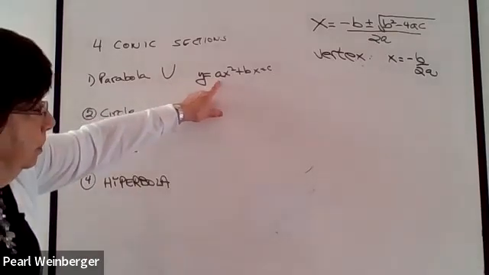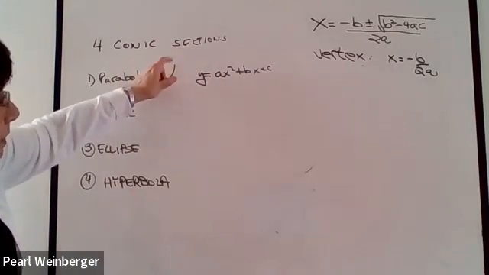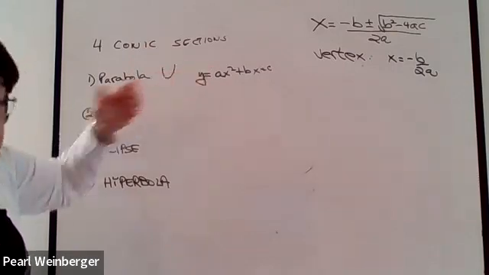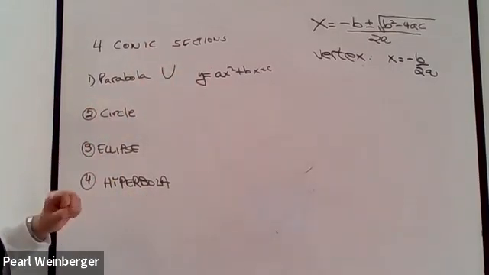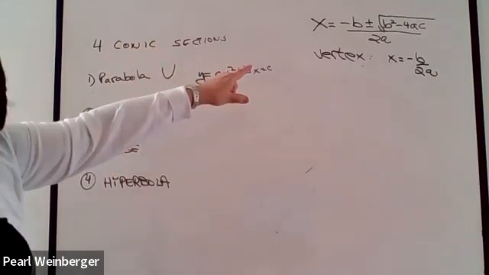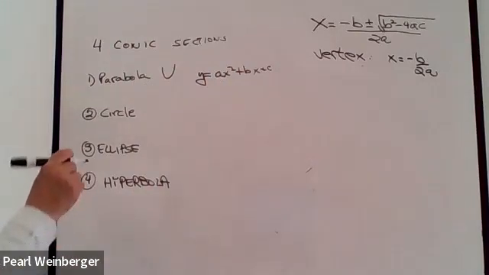Again, we mentioned that if your A is positive, it opens up because you have a smile. And if your A is negative, it opens down because you've got a frown. And again, you can find the vertex. Actually, I still have the equation on the board, the formula on the board.